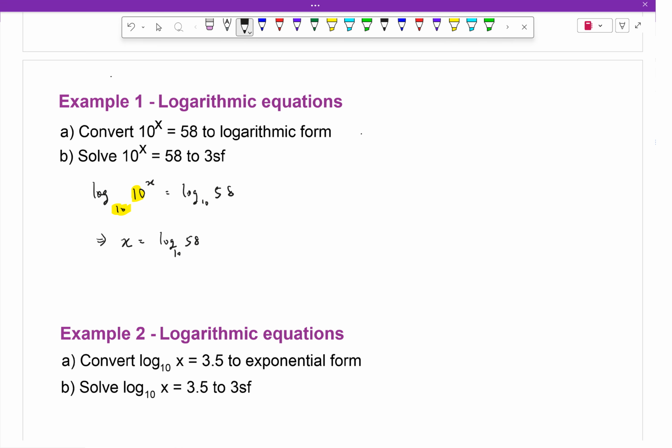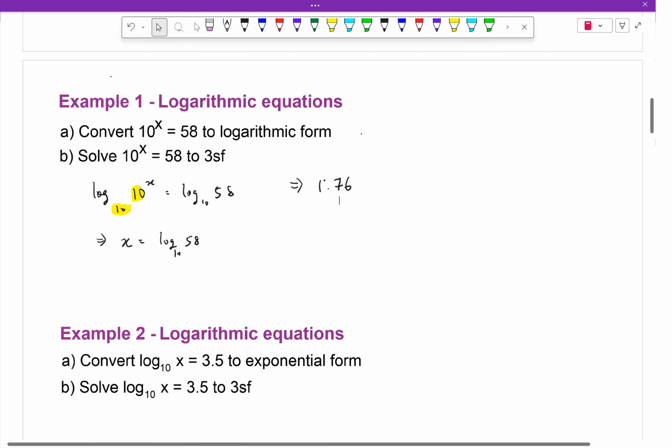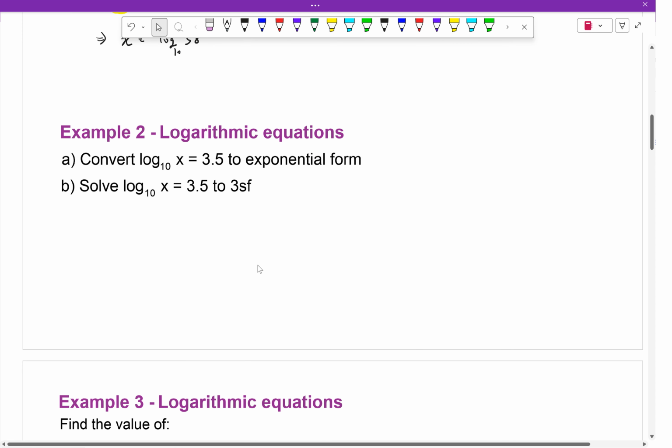Now, if I type it in my calculator, it should be 1.76. Now, must my log always be base 10? Not necessarily. It depends on the question. So you have to be careful with it. Let's try another one.